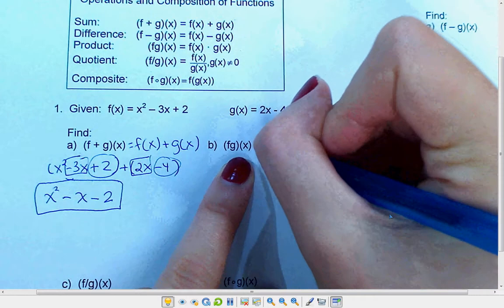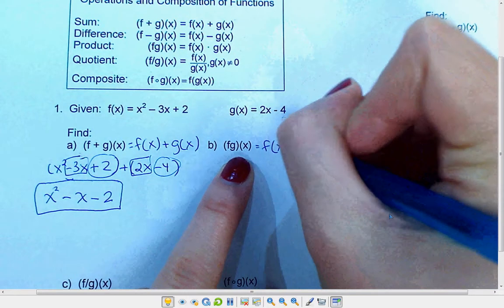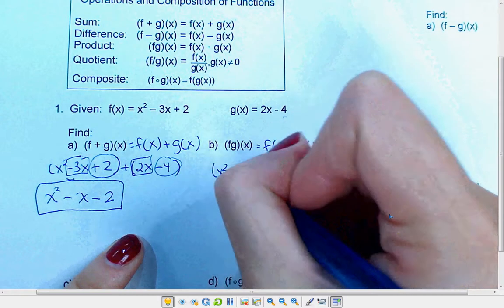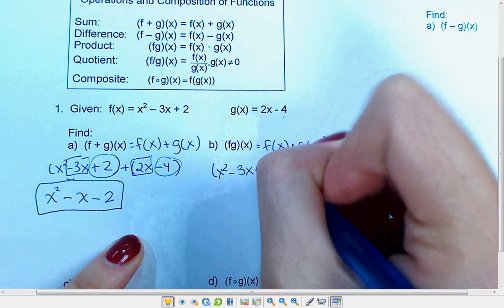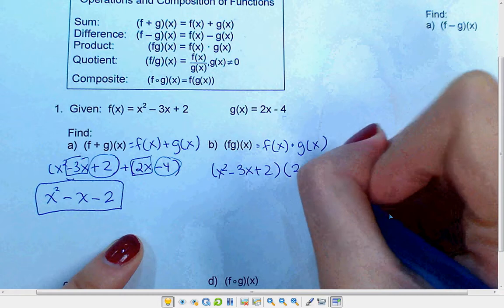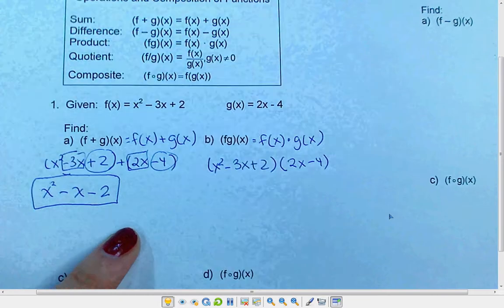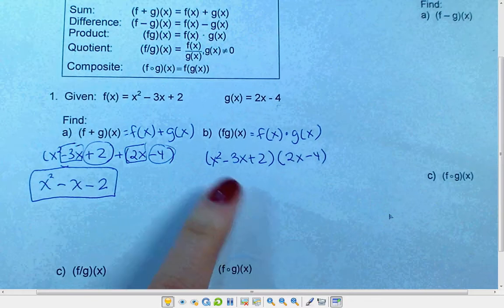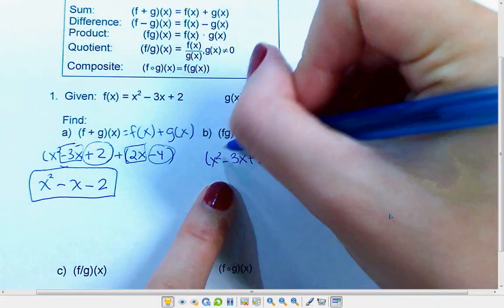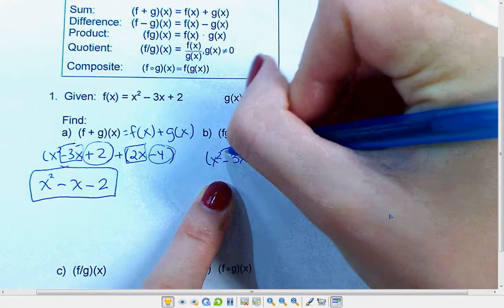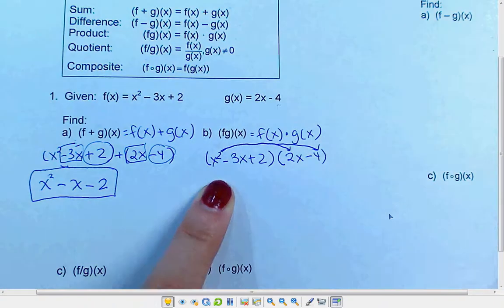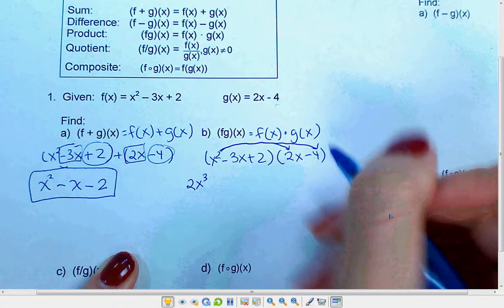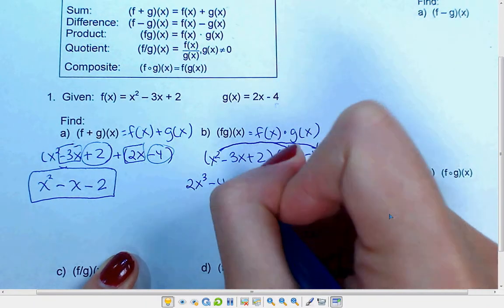Okay, let's look at B now. B is a product. So now we're multiplying f of x times g of x. So again, let's start off with our equations. f of x times g of x. So because we're multiplying here, this time we're going to be distributing each of the terms from this equation to this one. So let's start off with the x squared. We're going to multiply x squared by both of these terms. So x squared times 2x gives us 2x cubed. x squared times negative 4 is negative 4x squared.